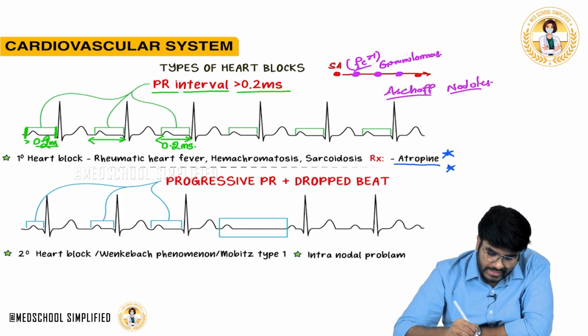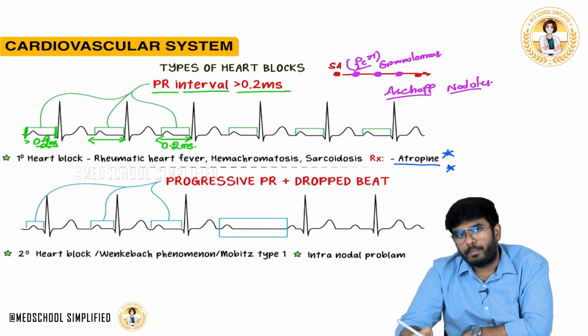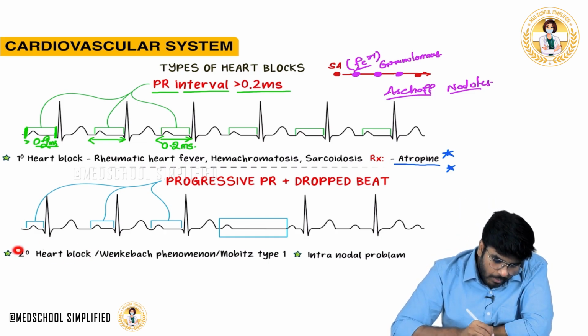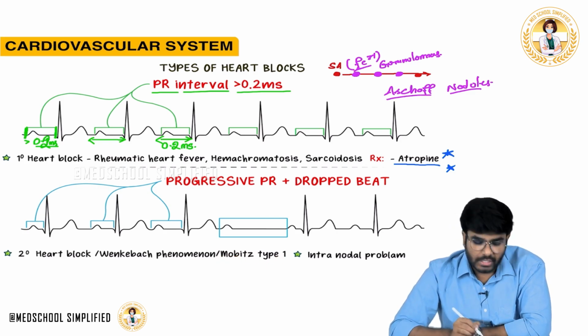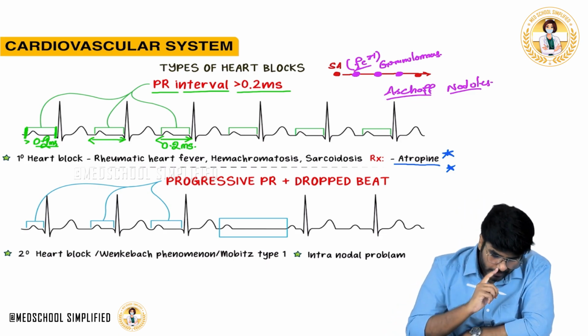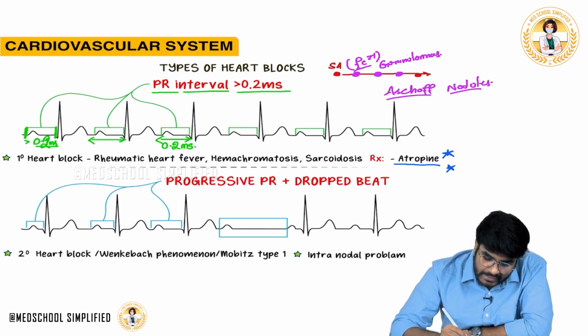Actually, the second degree heart blocks are divided into Mobitz type 1 and Mobitz type 2. Guys, now let's discuss the second degree heart block, which is Mobitz type 1, also called Wenckebach's phenomena. See here, where exactly is the problem located? The problem is located in the node.